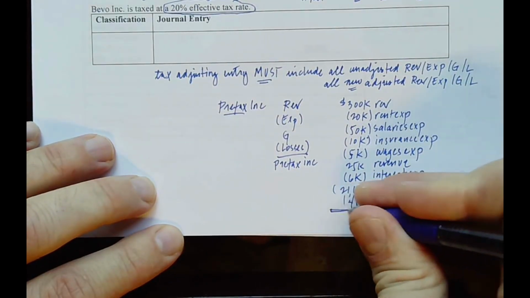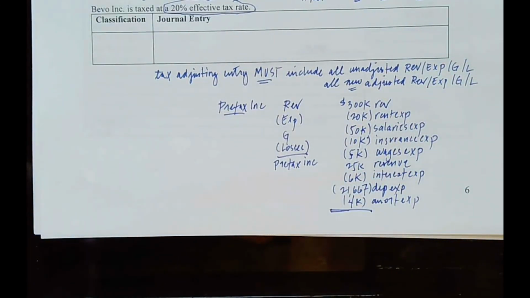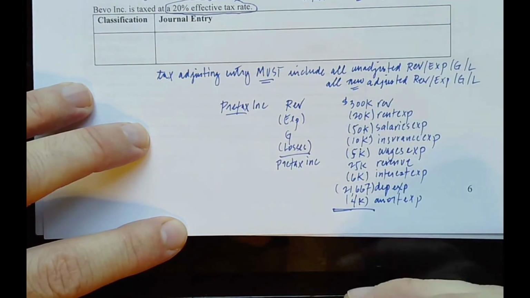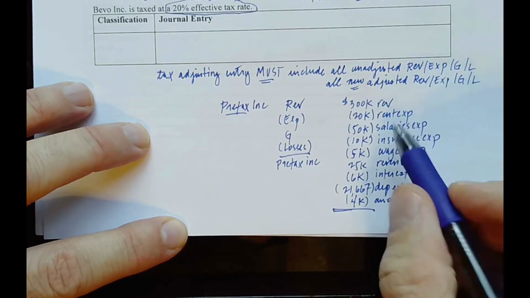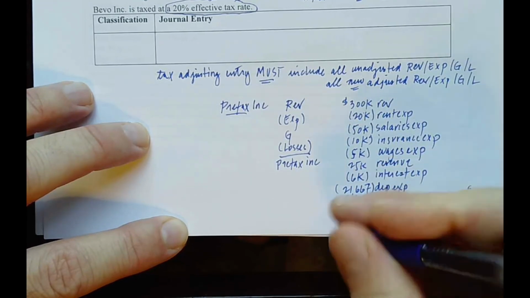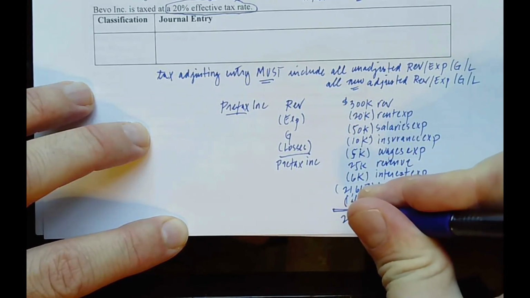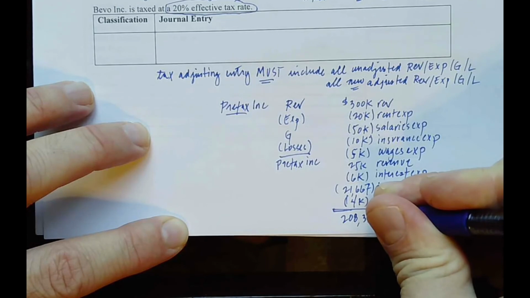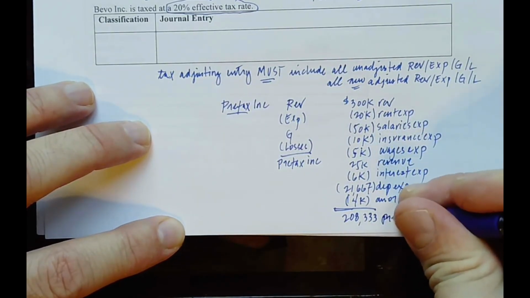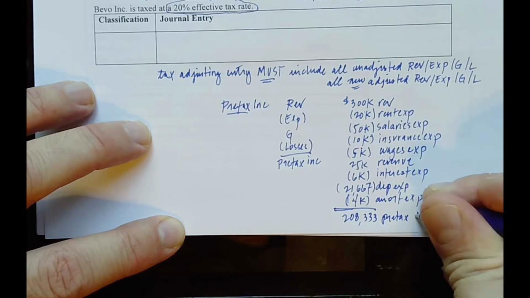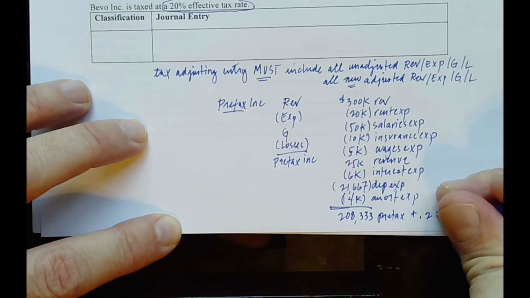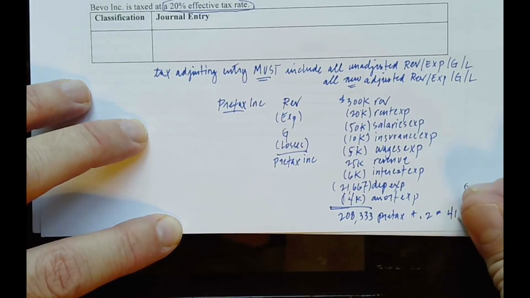So if we go ahead and add all these guys up, add those two, subtract everything else, we get 208,333, right? This is our pre-tax income. We apply the tax rate of 20%, 0.2, and that gives us our $41,667 tax expense for this year.